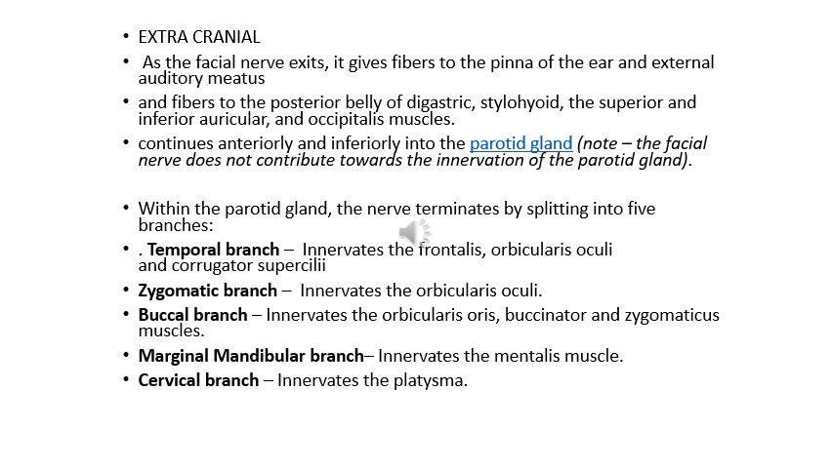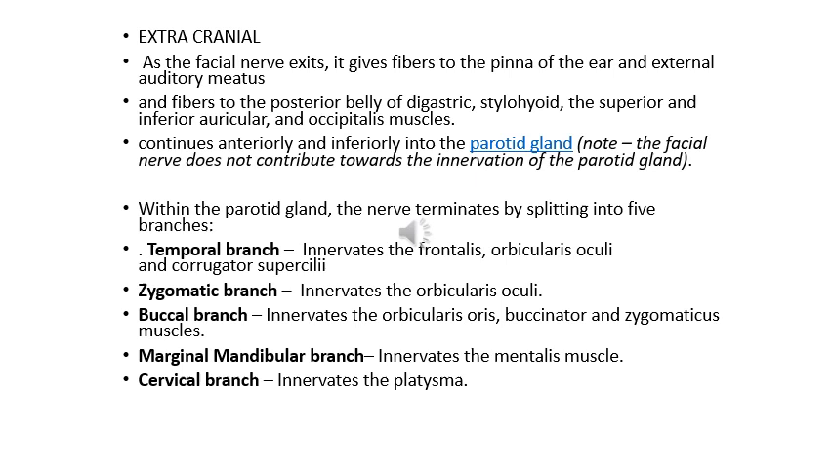Then also fibers to the posterior belly of digastric, stylohyoid, and the superior and inferior auricular and occipitalis muscles. So the motor functions of these muscles are dependent on these fibers. And the nerve continues anteriorly and inferiorly into the parotid gland. But it is not giving any contribution towards the innervation of the parotid gland. It just passes by, and within the parotid gland, the nerve terminates by splitting into 5 branches.